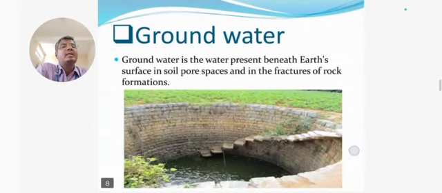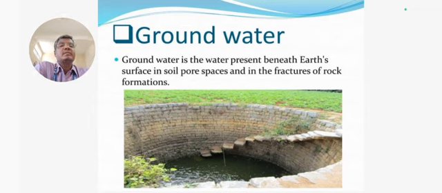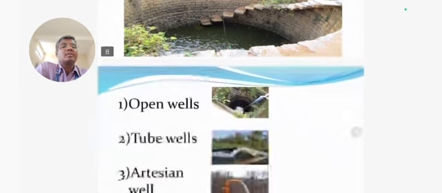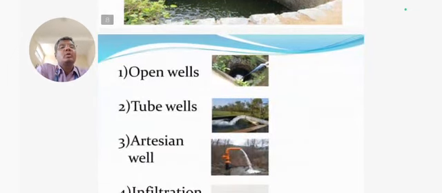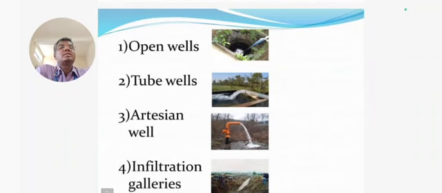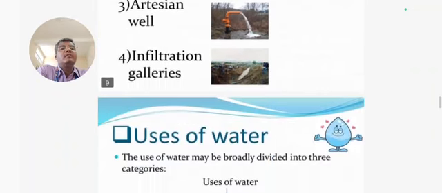Next comes groundwater. So what is groundwater? Groundwater is the water present beneath the earth's surface in soil pore spaces and in the features of the rock formations. The examples for the groundwater are open wells, tube wells, artesian wells and the infiltration galleries.